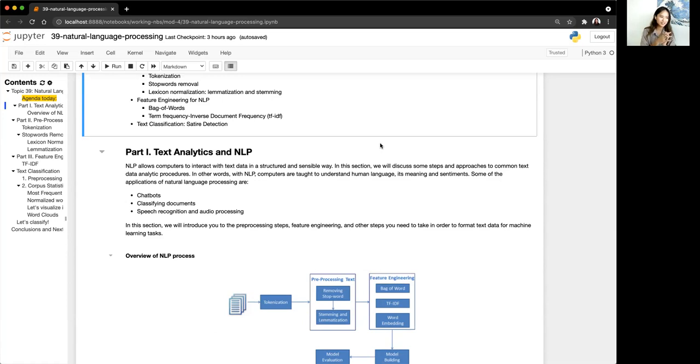So we're going to discuss some steps and approaches to common text data analytic procedures. In other words, with NLP, computers are basically taught to understand human language, its meaning and sentiments. This understanding is definitely not the same way we understand language, but it's a way for a computer to numerically represent the text that we're talking about.